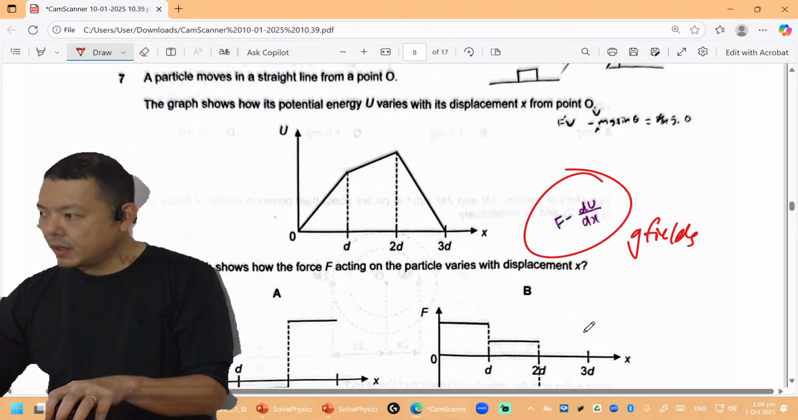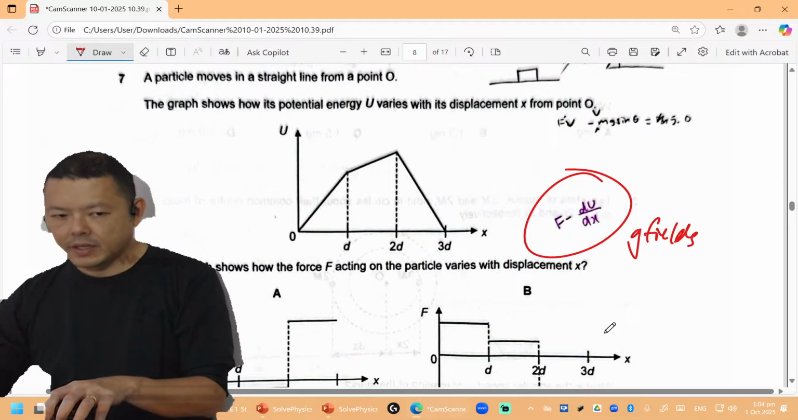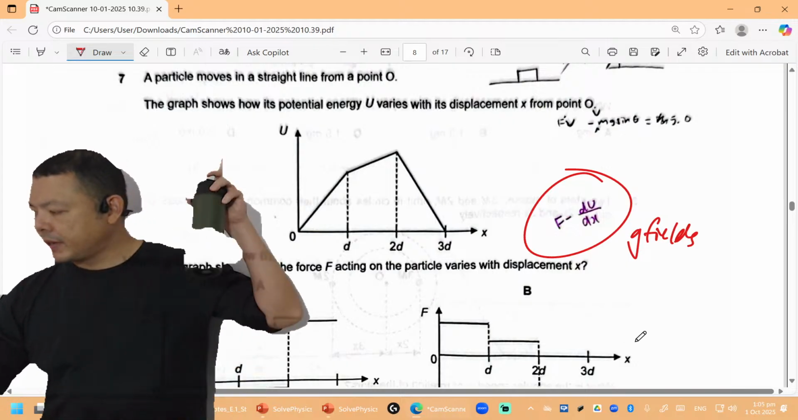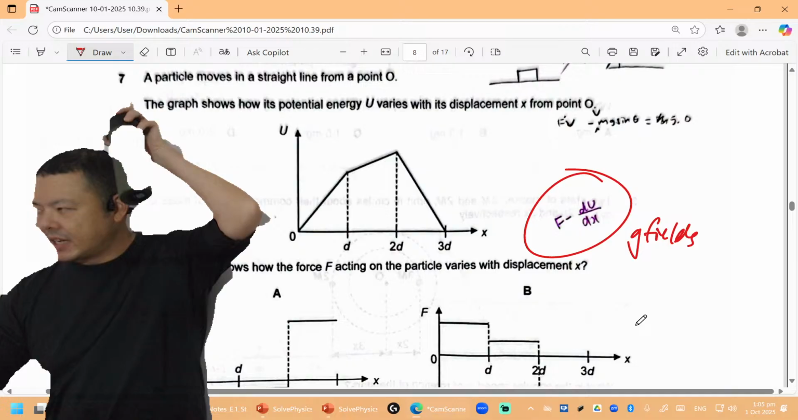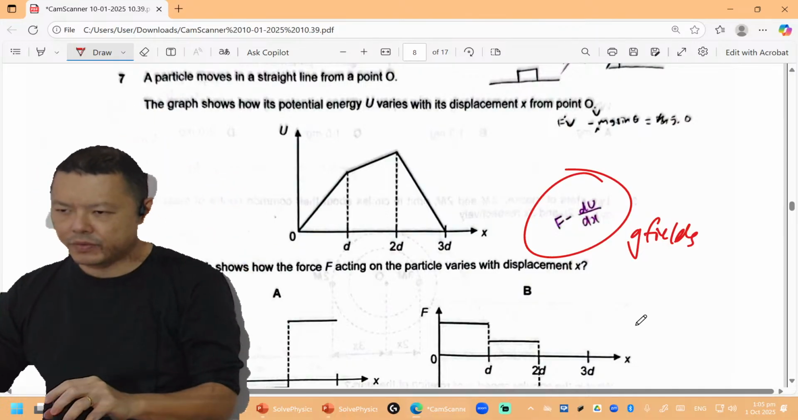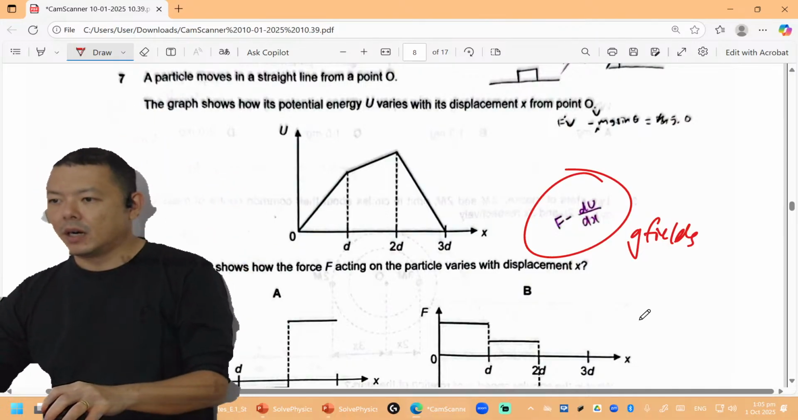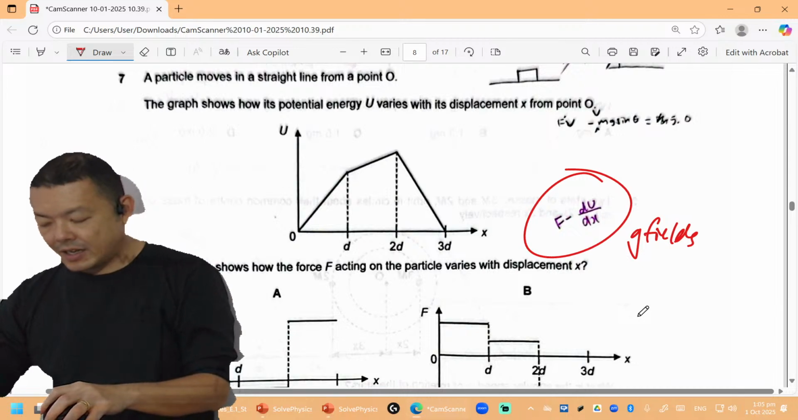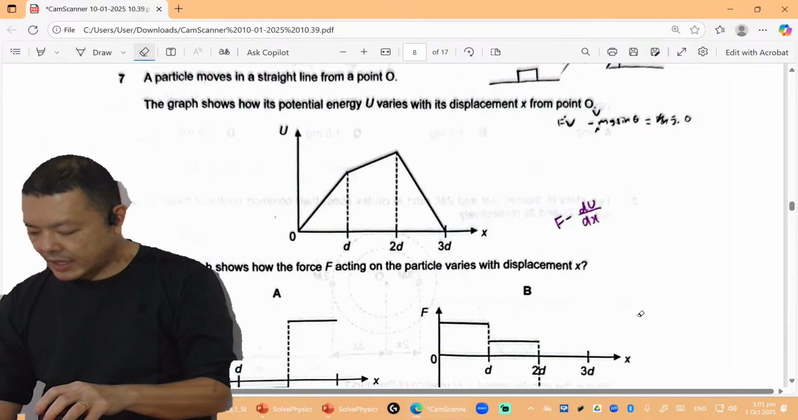So I tell you what, there are actually two areas where you learn this. Number one, you learn this from work, energy, power, which is probably the reason why the question number is like 7, and you wonder why they are asking about G fields already so soon. So this is technically work, energy, power.